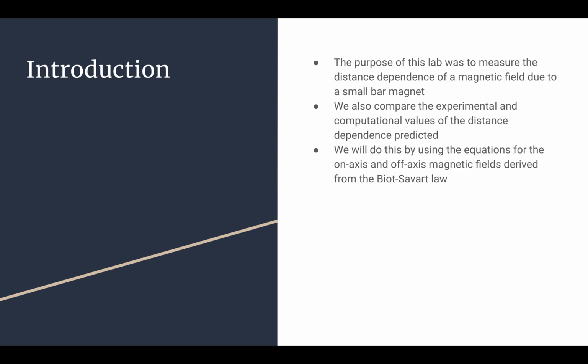So the purpose of this lab was to focus on the distance dependence concept of a magnetic field due to a small bar magnet. So we compared the experimental values that we got from looking at an app on your phone, the magnetometer app, and then we compared these values to the computational values of the distance dependence, which we predicted based on different things, a regression line that I created in Excel, and then we also used VPython to display this as well.